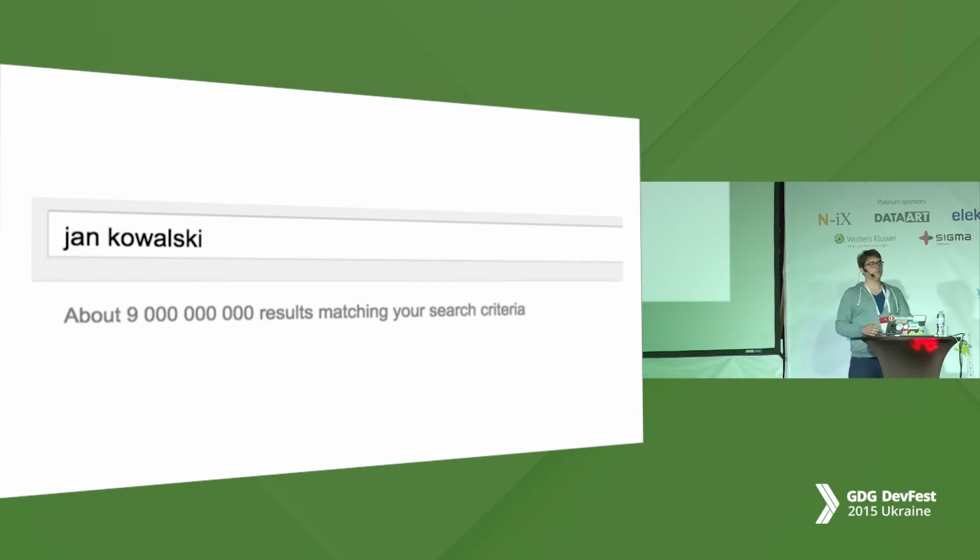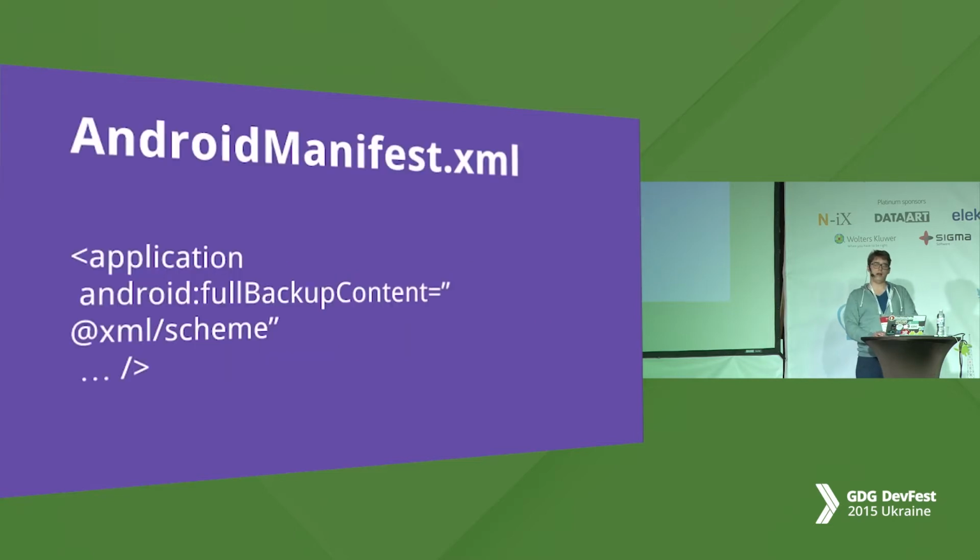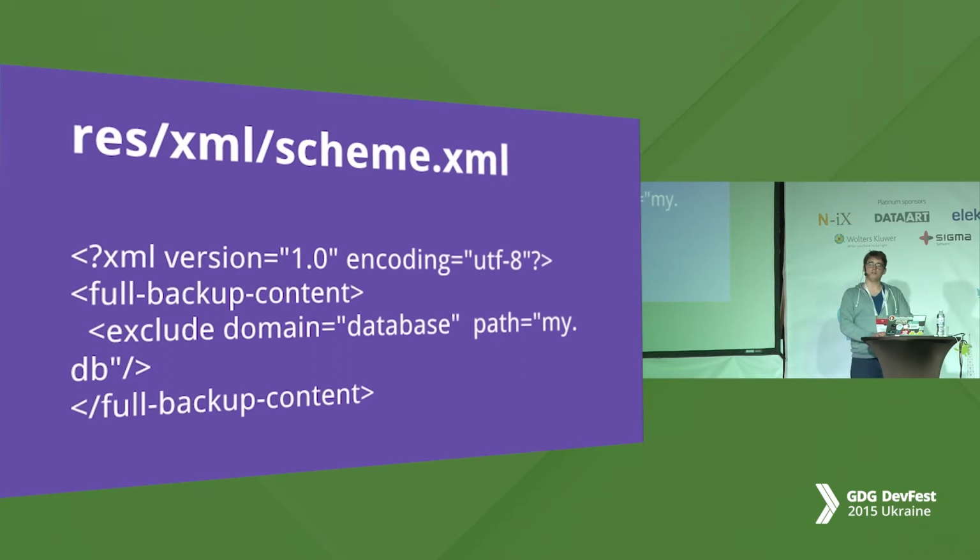So in case your application is synchronizing data to the server, it's already kind of the backup, right? There is no point in duplicating this mechanism using the auto backup. So if your database is a syncable database, consider removing it from the backup list. And how to do that? Again, inside of your application manifest, you are just adding the Android full backup content attribute that links to the XML file that is a descriptor on how your Android auto backup strategy should work.